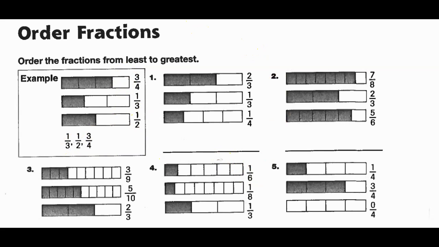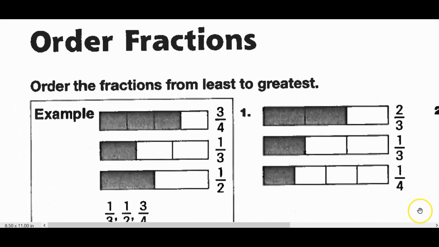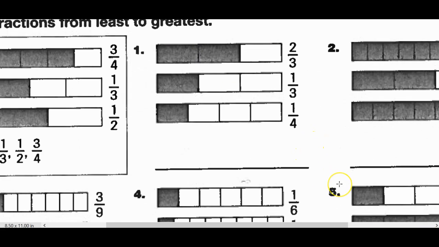So here's how you would do number one. Least to greatest. Out of all those three, I have 2/3, a third, and a fourth. Which comes first? See the comma right next to it? What comes next? 1/3. And what comes next after that? 2/3. There you go. And then you're done.